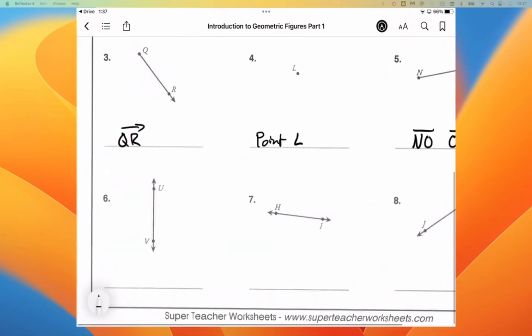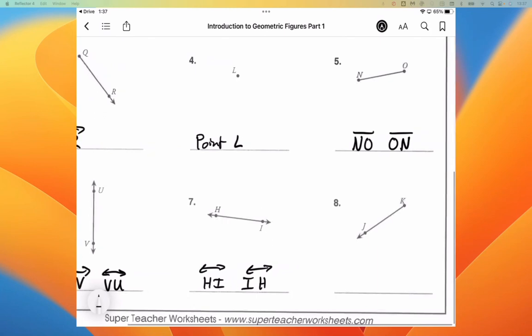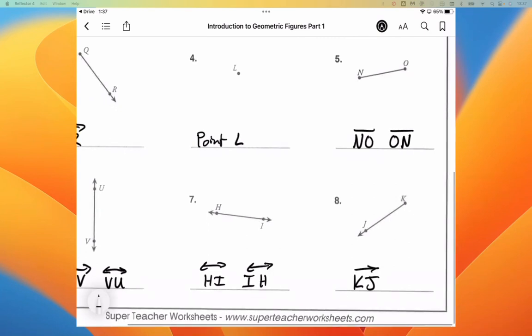And next we have a line UV. This is going to have an arrow on both ends because it is a line, and it can be read both directions, so it's UV or also VU. Next we have line HI. Again with arrows on both ends because it's a line, and it can be written backwards, IH. And lastly, we have ray KJ. And it is a ray, so it can only be read in one direction.